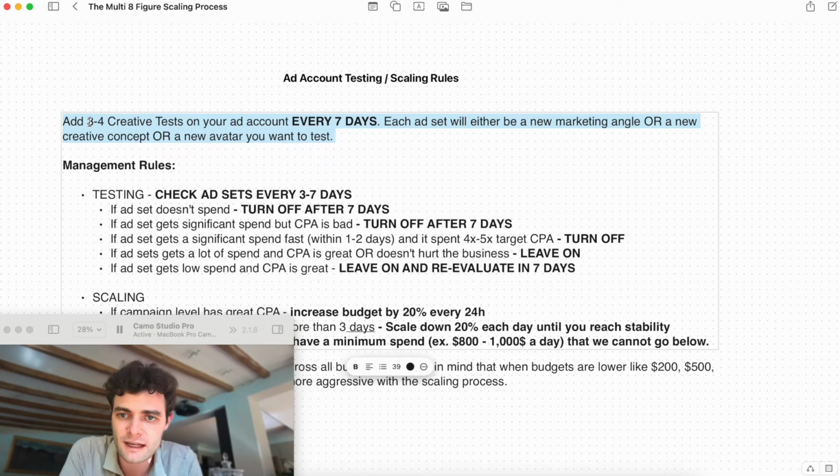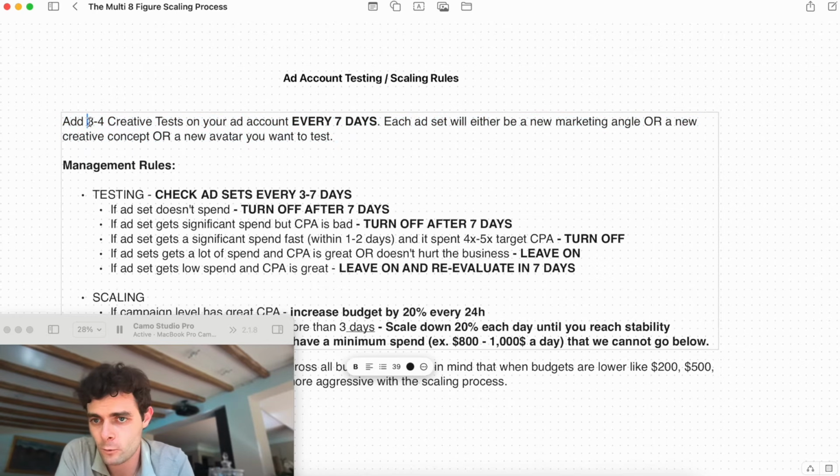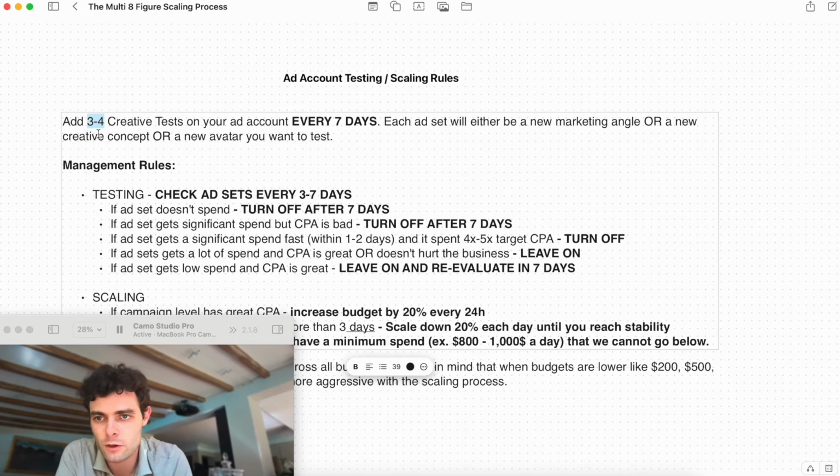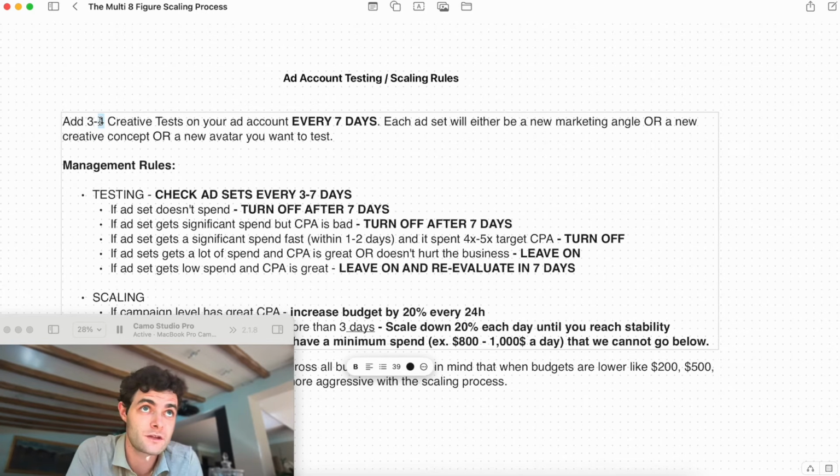Add 3 to 4 creative tests on your ad account every 7 days. So what does that mean? One creative test is composed of around three ads, which is basically one concept that has maybe different hooks or a different body or a different UGC creator. You get the point. So it's like iterations. And so 3 to 4, let's just say 3 concepts a week is 9 to 12 total ads per week. 4 is 4 times 3, so 12 to 15, I guess. You get the point.